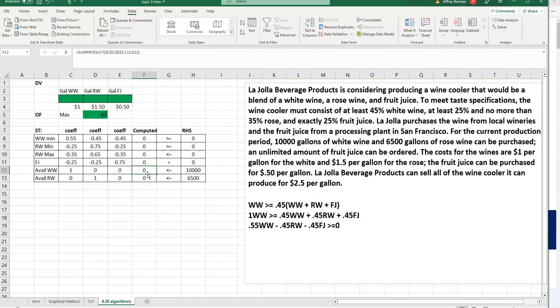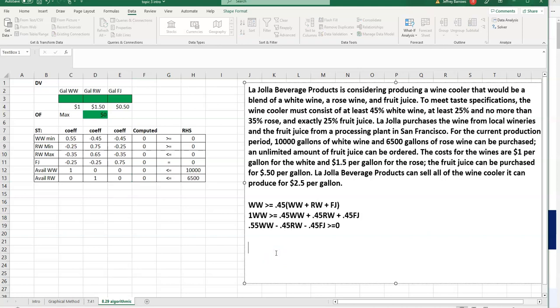So effectively, if I was just looking at this mathematically, this would just be white wine less than or equal to 10,000, and then the same thing here for the rosé wine. Since these coefficients are 0 being multiplied by the respective variables, this is effectively going to say that the rosé must be less than or equal to 6,500.